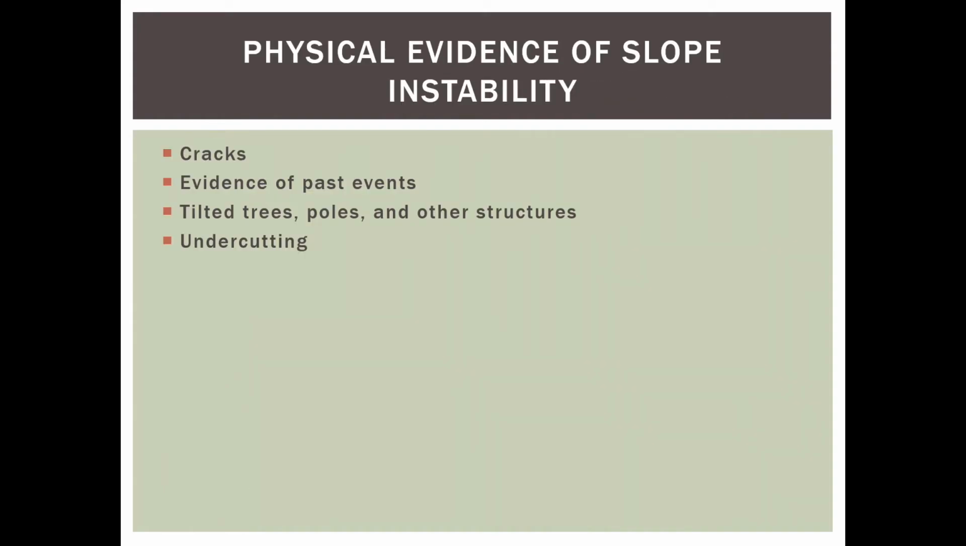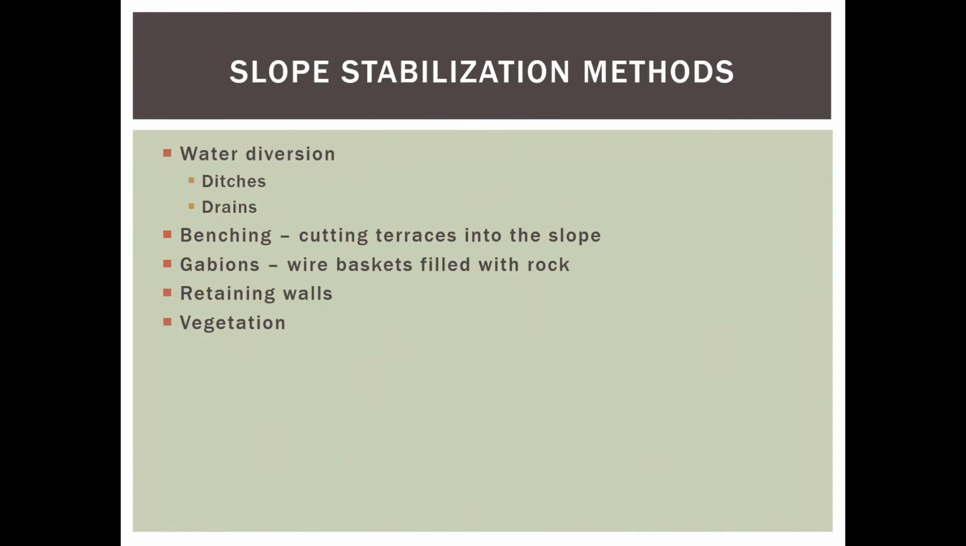What are some physical evidences of slope instability? Like if I look at a slope, how do I know that maybe it's unstable? First of all, I may see cracks in the soil. If I see that, that's a dead giveaway. Maybe evidence of past events. Maybe you see slump, right? Maybe you see a curved surface in slump, escarpments and that type of thing. Maybe you see tilted trees or poles or other structures that indicate that the soil has moved and tilted them. Or maybe you see undercutting. In other words, materials being undercut, moved away, and causing unstable slopes.